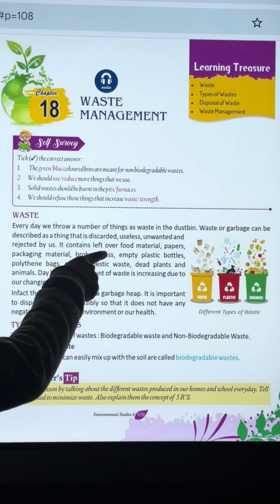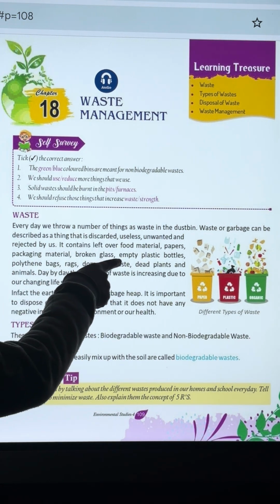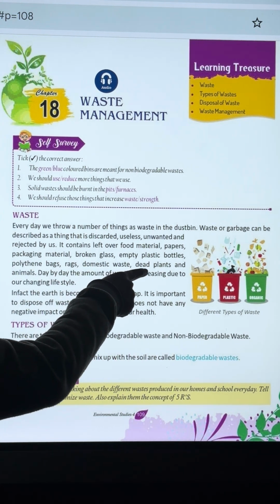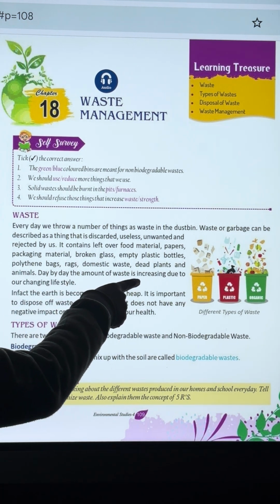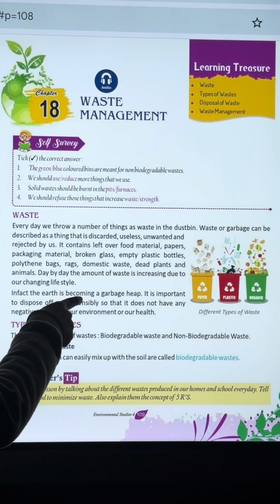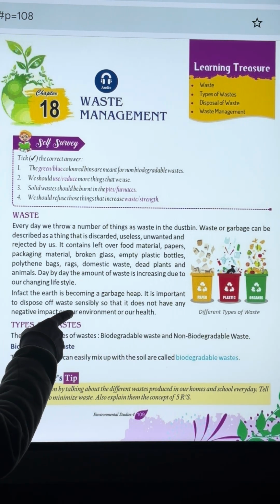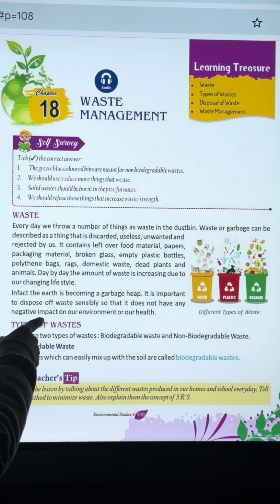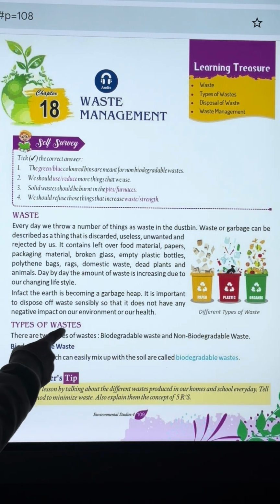It contains leftover food material, papers, packing materials, broken glass, empty plastic bottles, polythene bags, rags, domestic waste, dead plants and animals. Day by day, the amount of waste is increasing due to our changing lifestyle. In fact, the earth is becoming a garbage heap. It is important to dispose of waste sensibly so that it does not have any negative impact on our environment or our health.